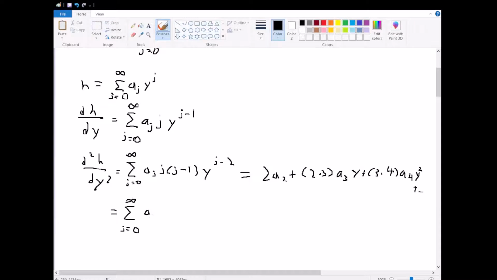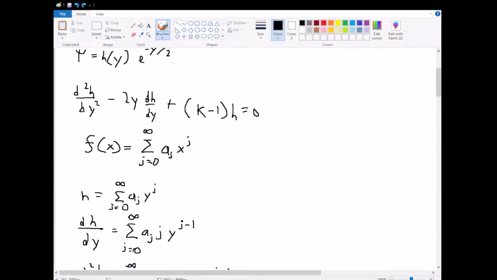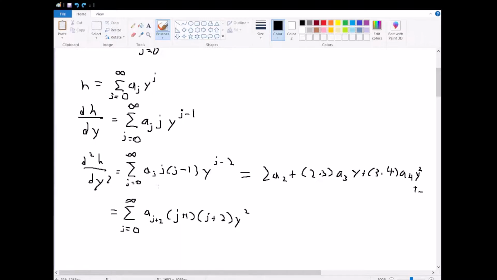So this becomes a j plus 2 multiplied by j plus 1 times j plus 2, and then multiplied by y squared. So these two are identical for all intents and purposes. And once again, the reason why we're rewriting it this way is because when we combine the h, dh, and d2h terms into this differential equation, the math works out nicer and we can distribute things more neatly compared to if we worked with this.